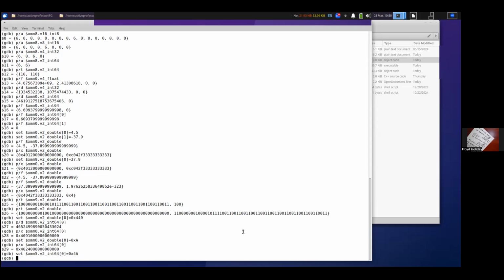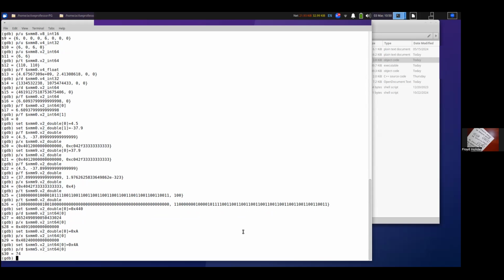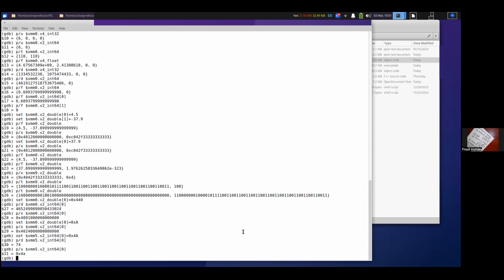Now we want to view that exact same thing. Take this away. And p/d. We got 74. Is that 4A? I think it is. Okay. It's 4A. 4A in hex is 74 in decimal. That time it accepted it.